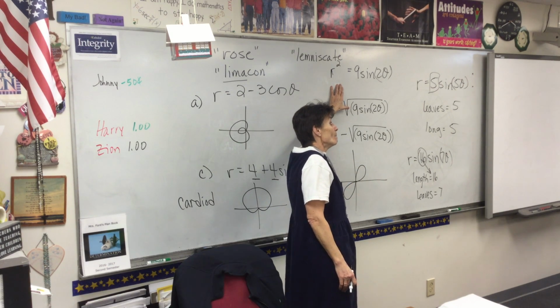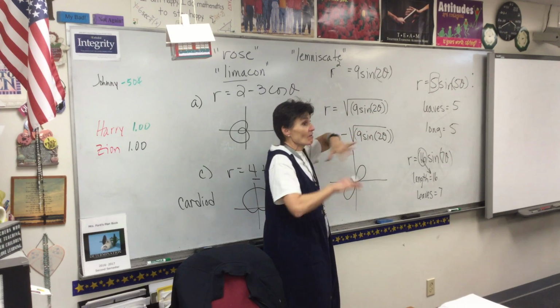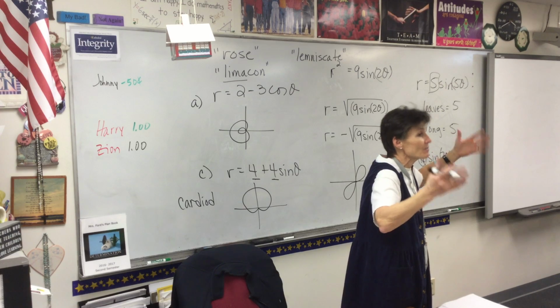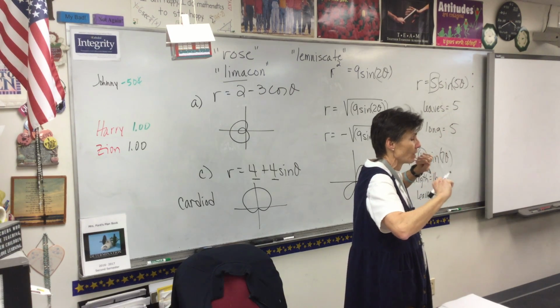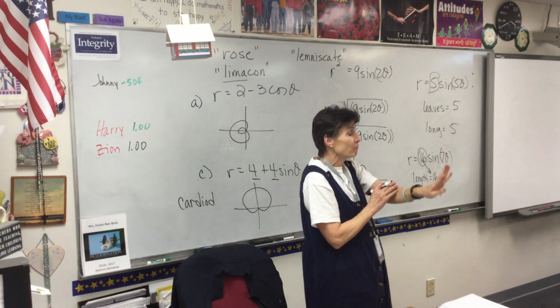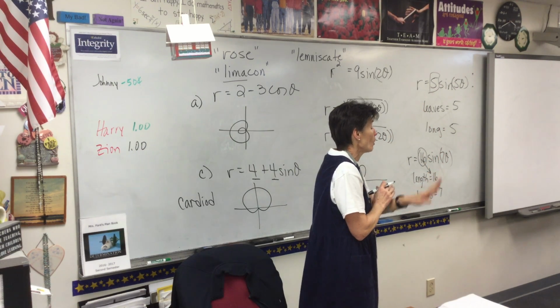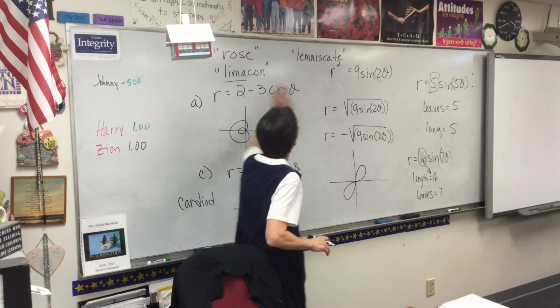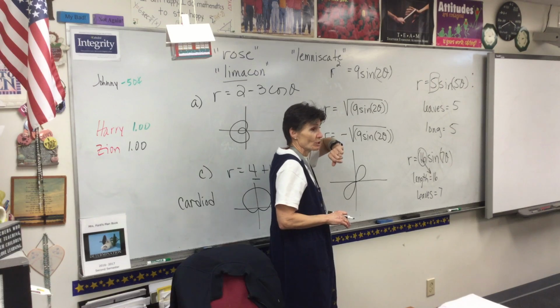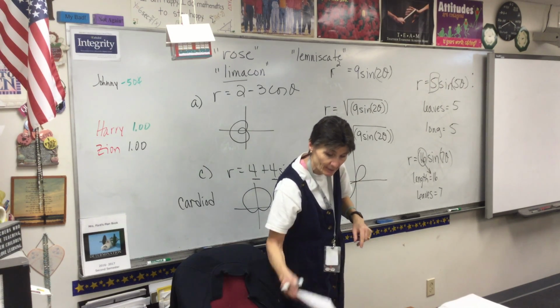Now, remember, just like there are billions of equations you can graph with x's and y's, there are billions of equations you can graph with r's and thetas. We're looking at the main 4 curves, which are called the classical curves: the rose, the limaçon, the lemniscate. We have one more to talk about. Let's graph our second lemniscate.